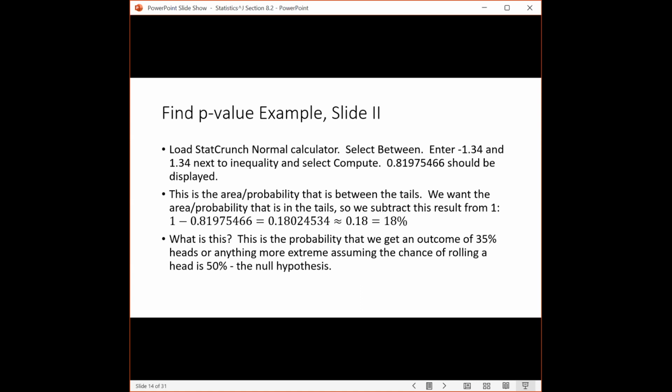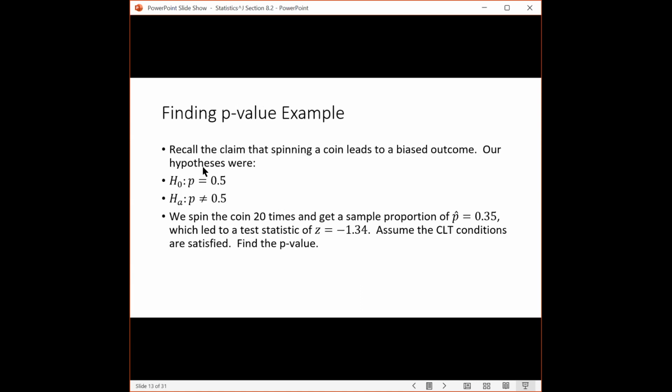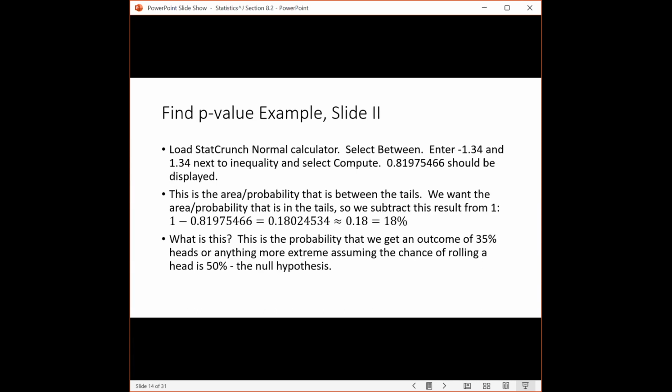So what is the p-value? You start off, you assume the null hypothesis is true. You assume that when you spin a coin, you get 50% heads, and then the p-value is the probability under that assumption that you get the sample result, right? The 35% that we got when we actually spun the coin 20 times. So that is what the p-value is. It's the probability that you get the outcome from the sample, assuming that the null hypothesis is true.